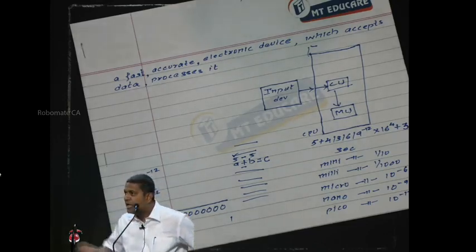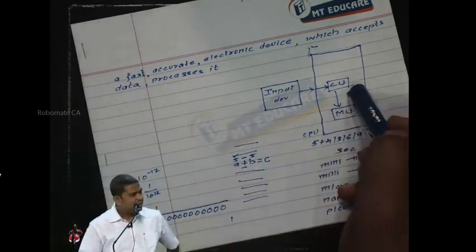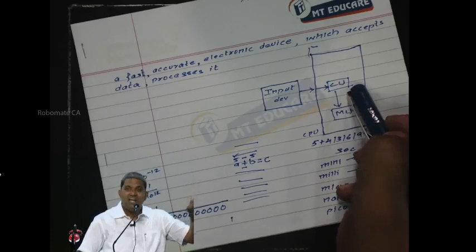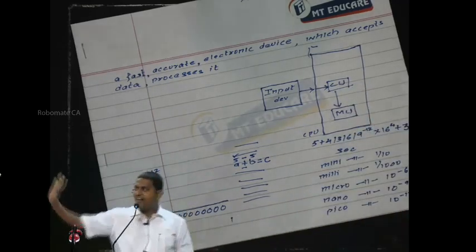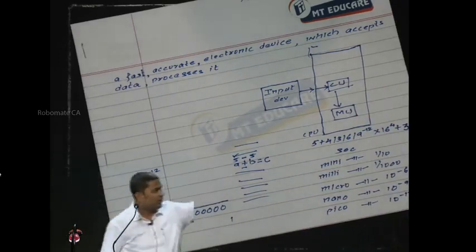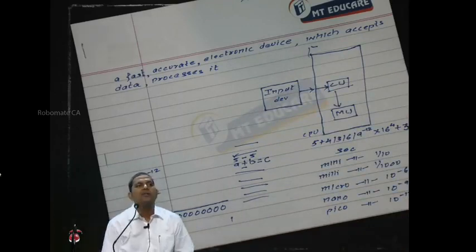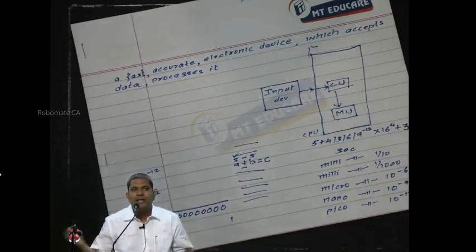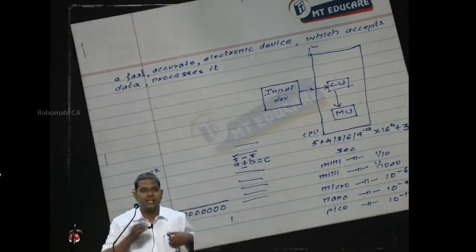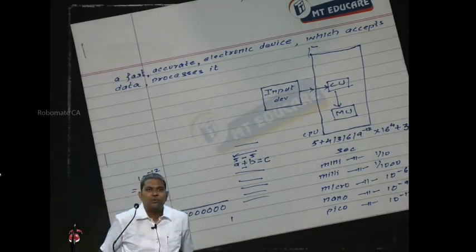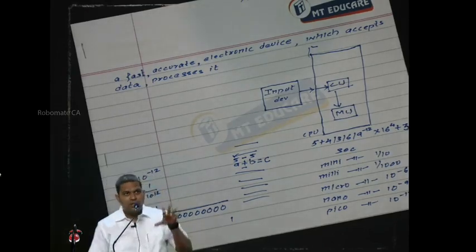Addition is required to be done. Division is required to be done. Who will do this? CU? No. CU is like a traffic police. Here you wait, you go, you wait, and now you go. He's handling the traffic. MU? No way. MU is just storing the data. Take the data, store the data, store it, store it.